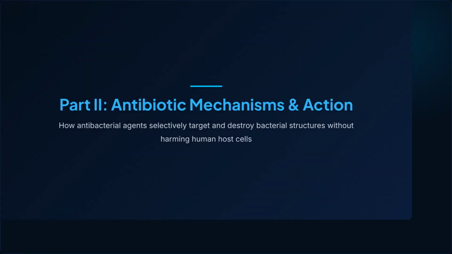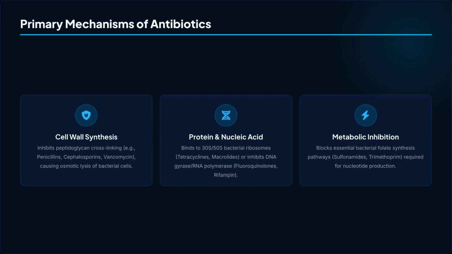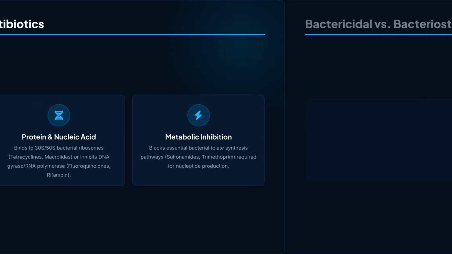In Part 2, we explore antibiotic mechanisms. These agents are designed to selectively target unique bacterial structures, ensuring they destroy pathogens while sparing human host cells. Antibiotics generally function through three primary mechanisms: inhibiting cell wall synthesis, disrupting protein and nucleic acid production, or inhibiting essential metabolic pathways like folate synthesis.